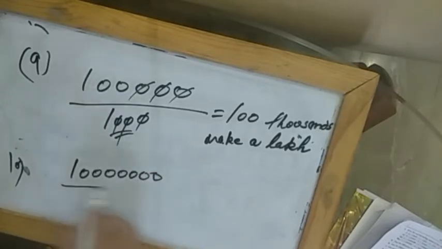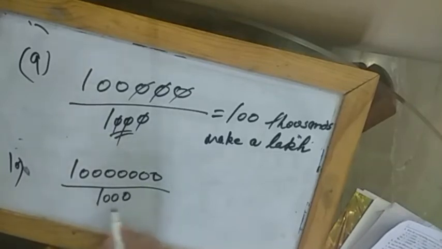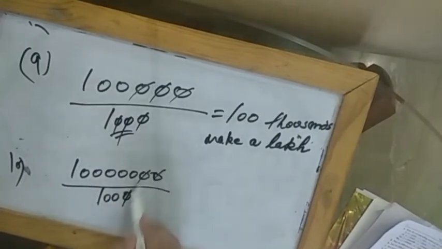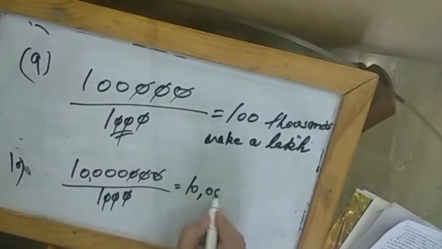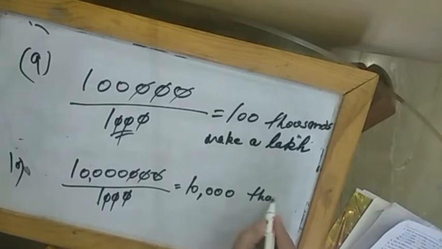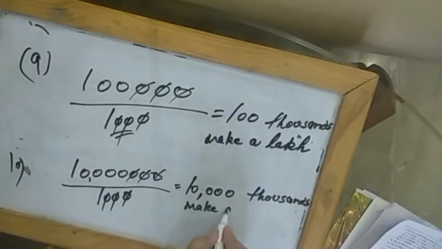Okay, I will write 1 crore and divide it by 1000, because they are asking how many thousands make a crore. So divide them, the 0s get cancelled. So what you are left with? You are left with 10,000. So it means 10,000 thousands make a crore. So this was your 10th question.